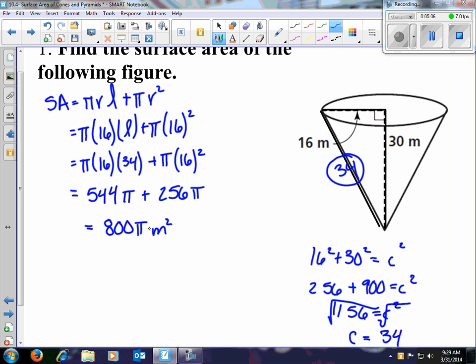And you can leave pi in your answer. I didn't specify whether you had to multiply it out or leave it, but it's easier to leave it, so I'm just going to leave it since it doesn't tell me what I have to do.